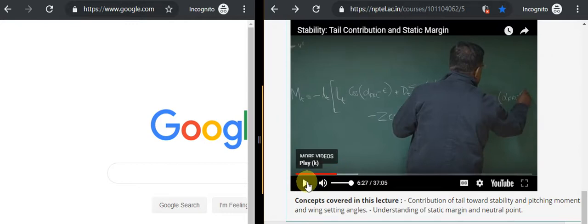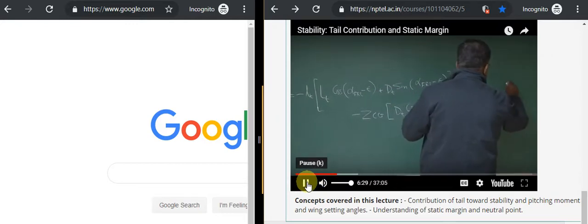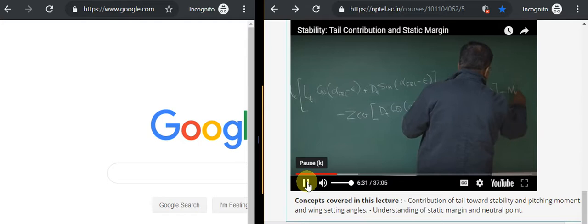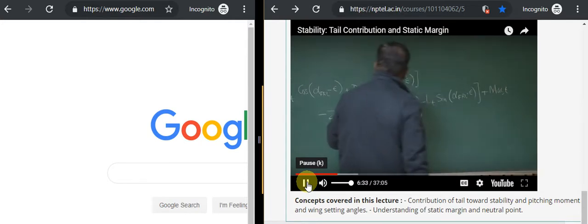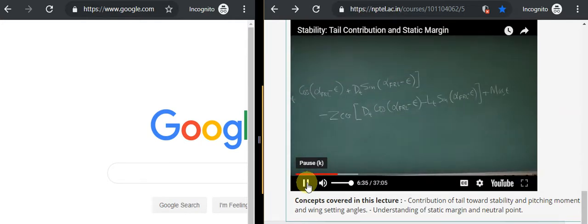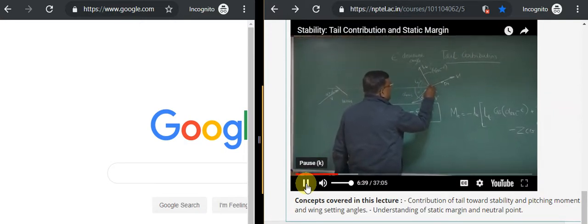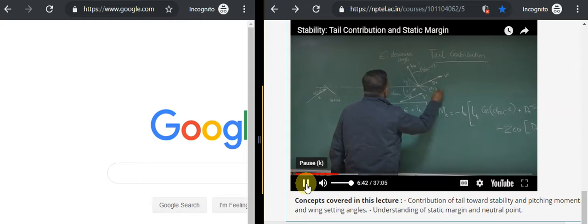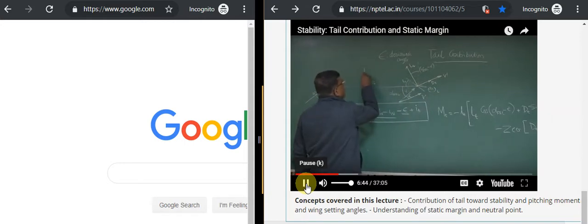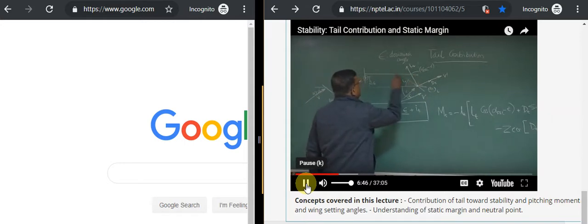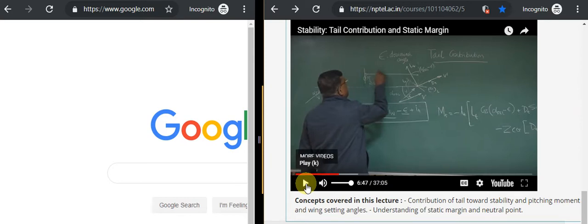Epsilon, plus MAC tail. Let's see what it is. What is LT? First of all, LT is the AC of the tail, and LT is this distance from XCG to the AC of the tail. That is called the tail moment arm.